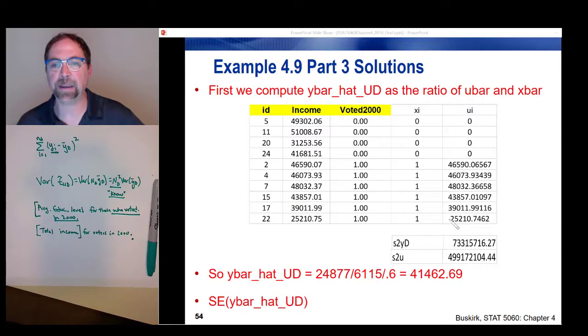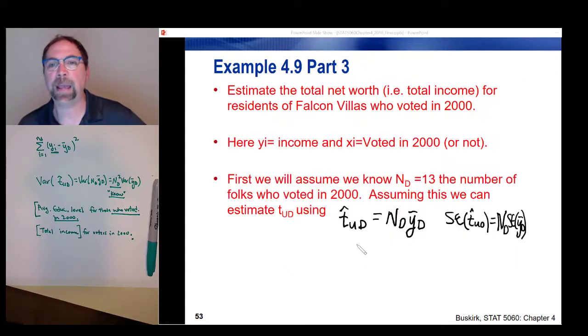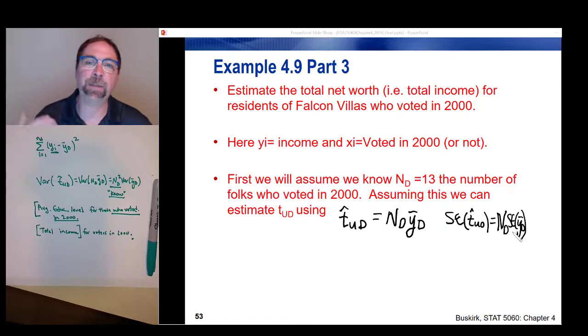So here is the idea for the income variable. Again, the xi's are going to be 1 if you voted in the 2000 election. The ui's are going to be equal to the income if you had voted in the 2000 election. So my s squared yd is, I made a mistake here. We have not already computed y bar d, and we haven't computed the standard error, because that was on the education variable. So we're moving now to income.